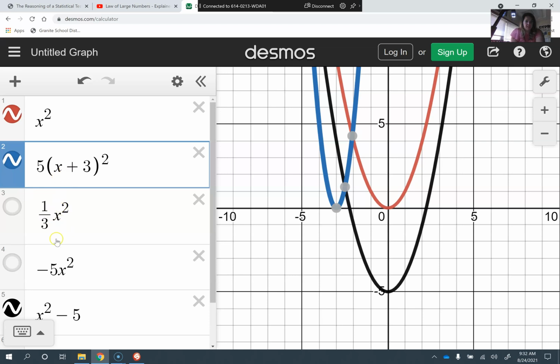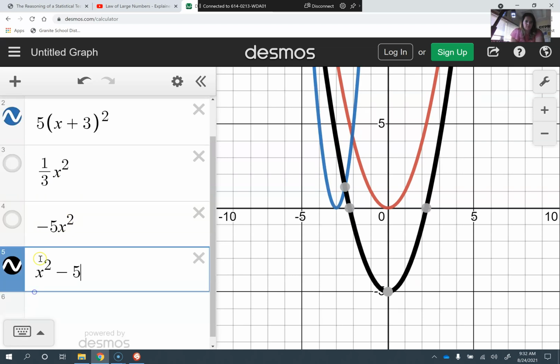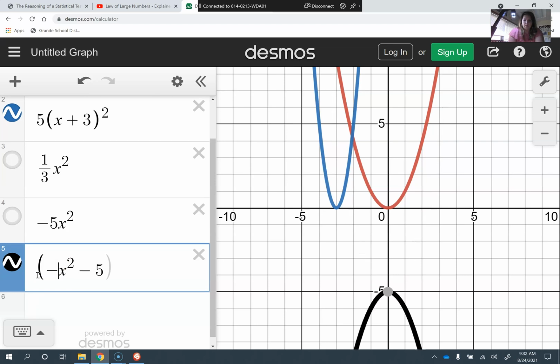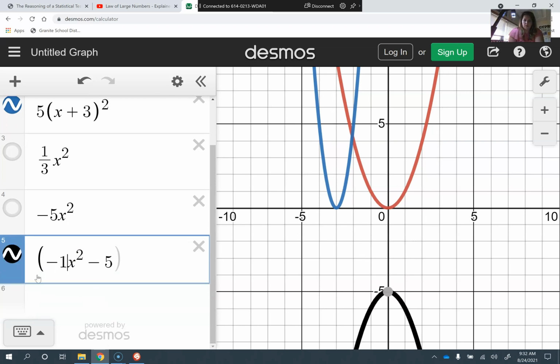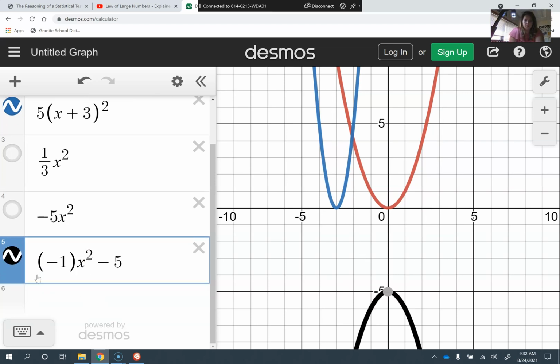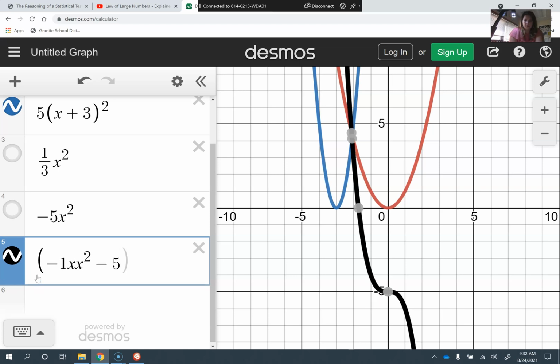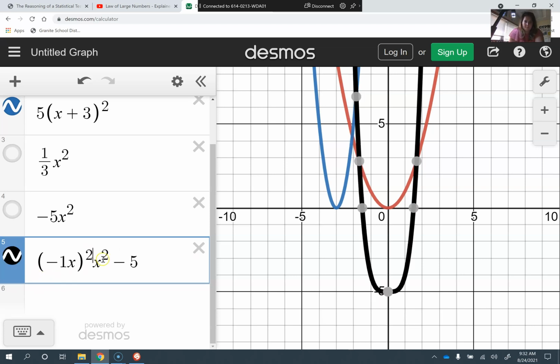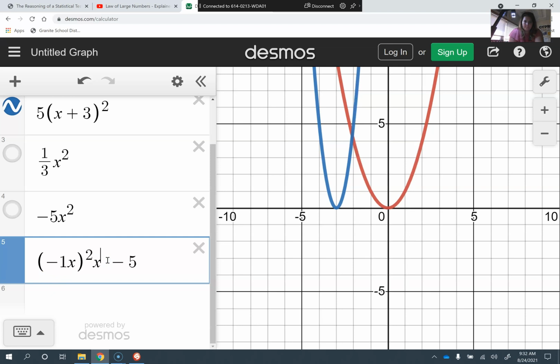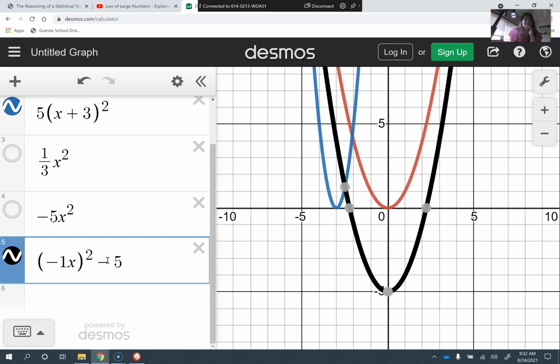Let me see if I can do that one more time. Nope, we need the X in there. Why doesn't that flip it on its side, is what I want to know.